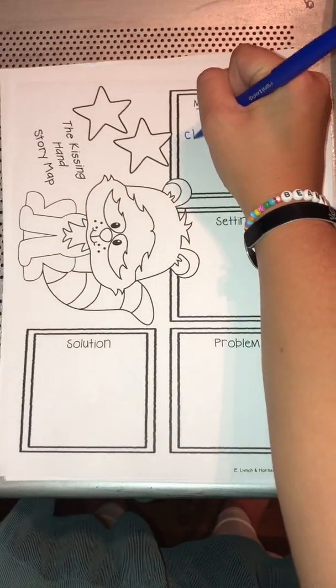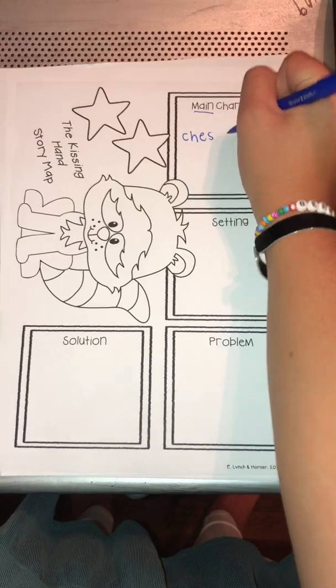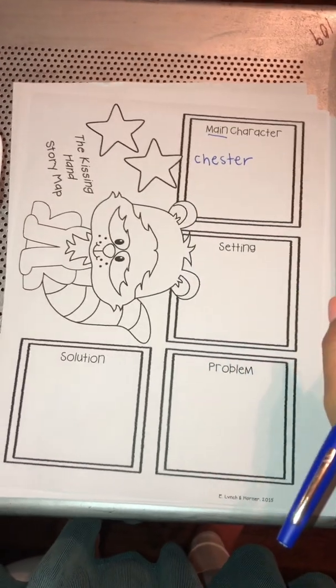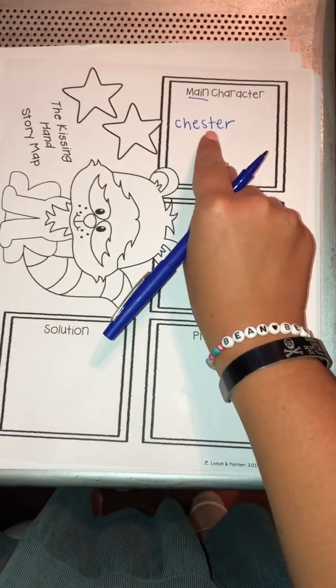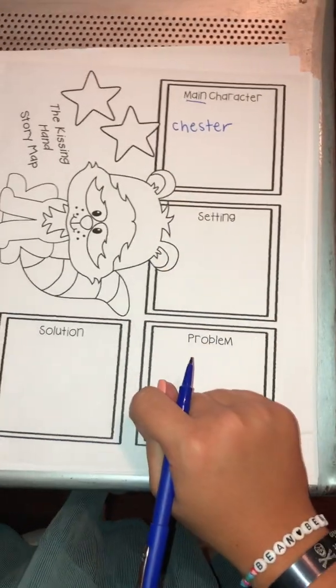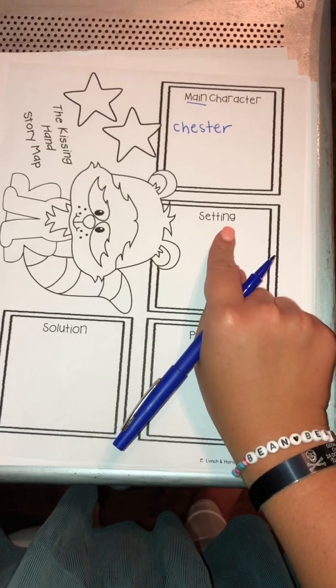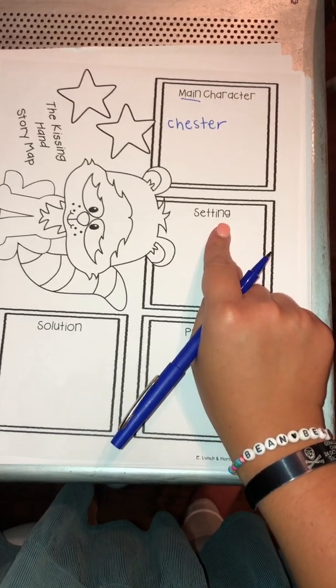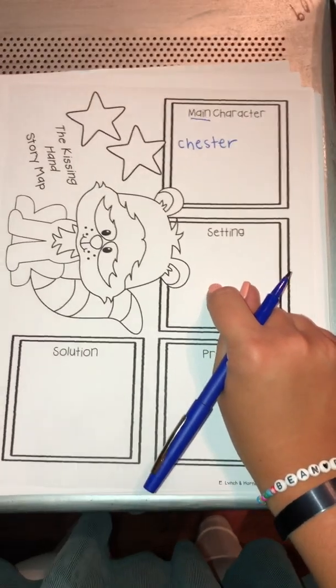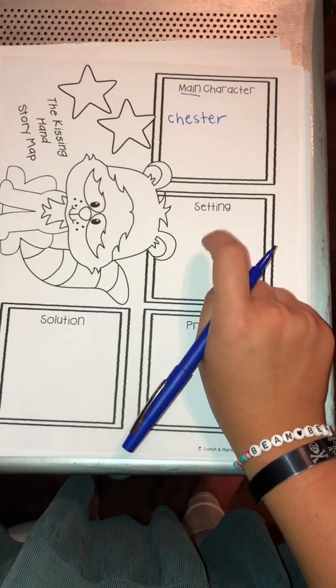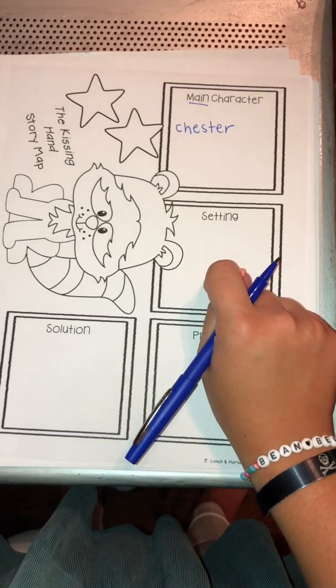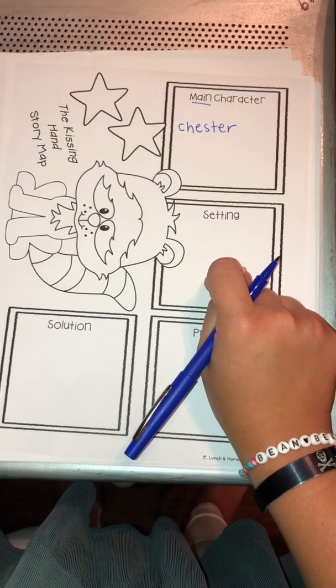I'm going to sound that out. Chester. When we're writing, we're just sounding out our letters and writing down the sounds that we hear. And so I heard Chester. So I wrote Chester. Then the next box says setting. And remember, we said the setting is where the story takes place, where they are in the story. And so if you can remember, in our story, they were in the forest. And so our setting is the forest.